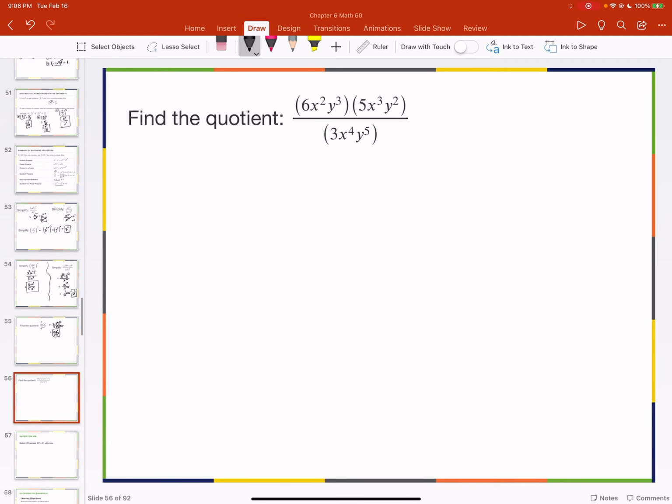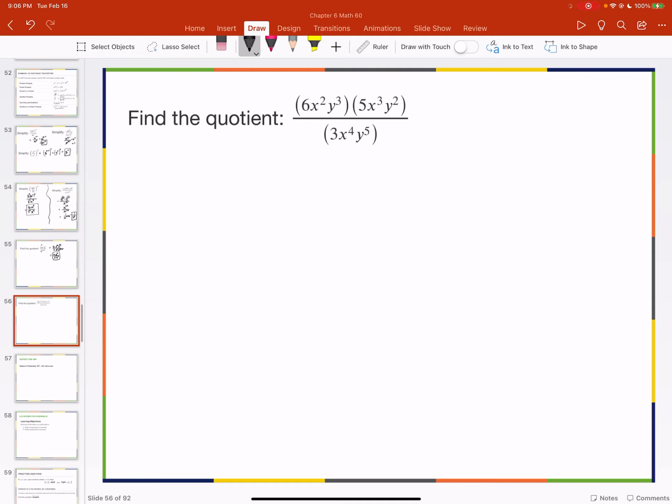All right. Let's do one more. Find the quotient. So first we would multiply these two in the numerator, and then simplify the denominator. So on the top, 5 times 6 is 30. X squared times x cubed, that's going to be x to the power 5. 2 plus 3 is 5. Y cubed times y squared is going to give me y to the power 5, right? Multiplying, I'm adding the exponents. That's all over 3x to the power 4, y to the power 5.